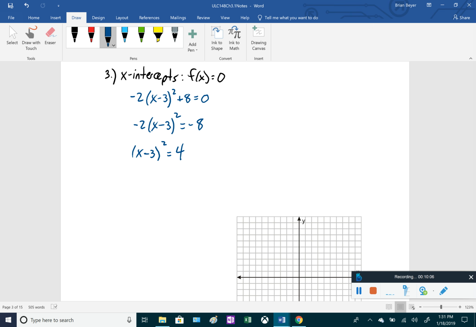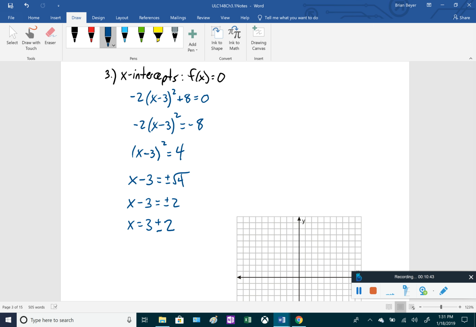And now we square root both sides. Something to remember here, when we square root both sides of an equation, we're going to get plus or minus the square root. So the square root of the left side cancels the squared, which is the whole point of doing it. And then we get plus or minus the square root of 4. That'll happen every single time. So the square root of 4 is just 2, so plus or minus 2. We're going to add 3 to both sides. We get x equals 3 plus or minus 2.